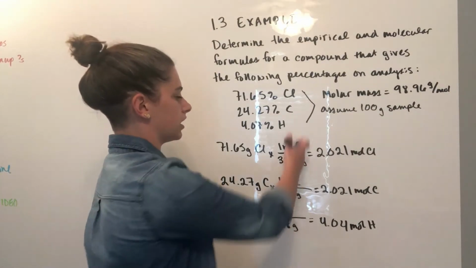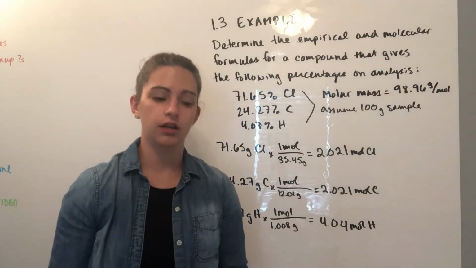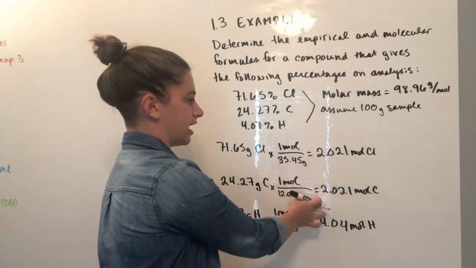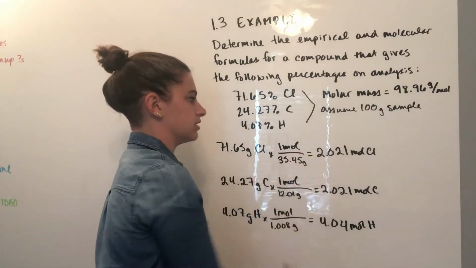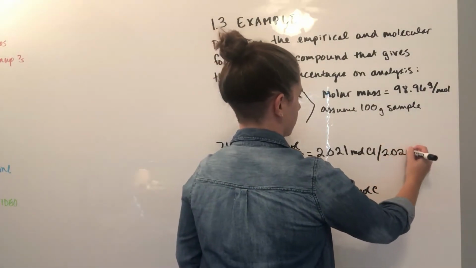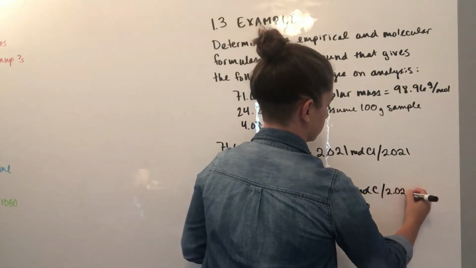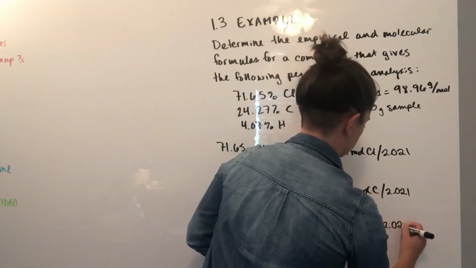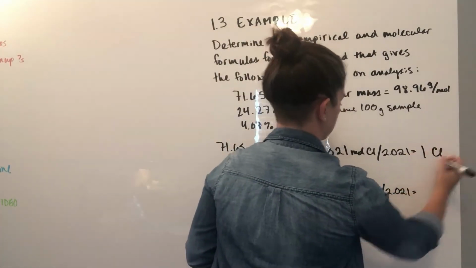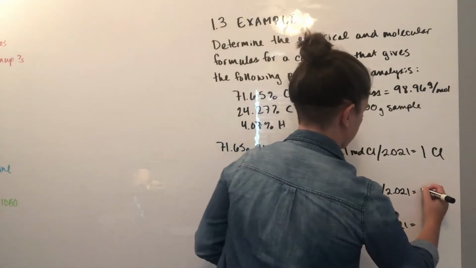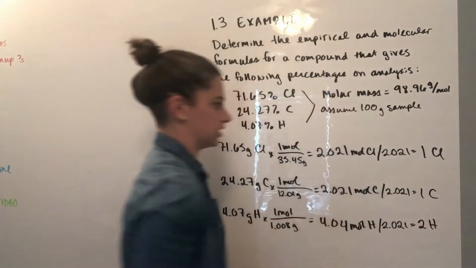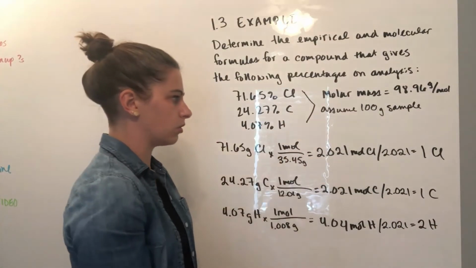Now, we need to find the molar ratio of all of these. So what you're going to do is look at your moles, pick the smallest one, and divide all of the numbers by that smallest number. Now, we have 2 that are the same, so that makes that easy. So 2.021 is my smallest number, so I'm going to divide everything by 2.021. That means this obviously comes out to 1 chlorine, this one comes out to 1 carbon, and this comes out to 2 hydrogens. Okay, lowest whole number ratios.